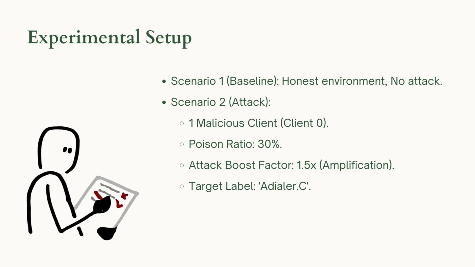We set up two scenarios. Scenario 1 is our baseline with a purely honest environment. Scenario 2 is the attack. Here, we introduced one malicious client, Client 0. This attacker poisons 30% of its local data and, most importantly, multiplies its weight update by a factor of 1.5 before sending it to the server. Our target is to force the model to classify these samples as ADLR.C.